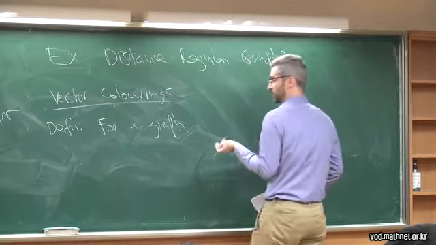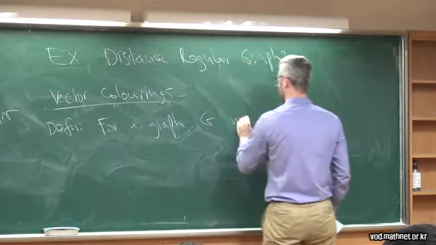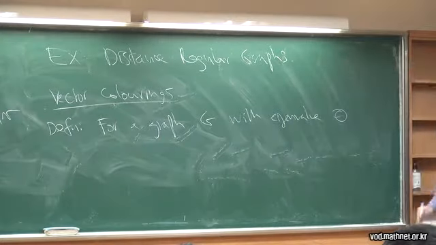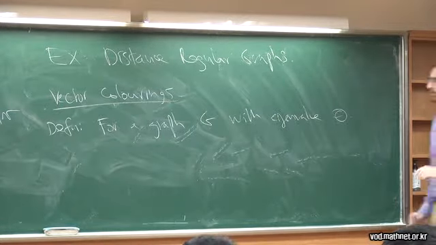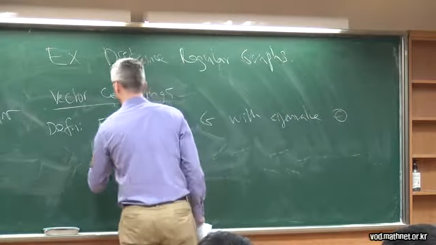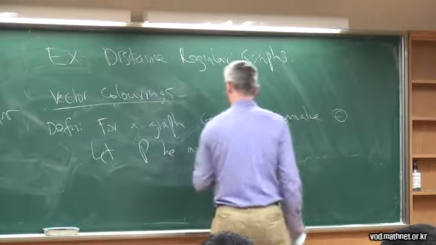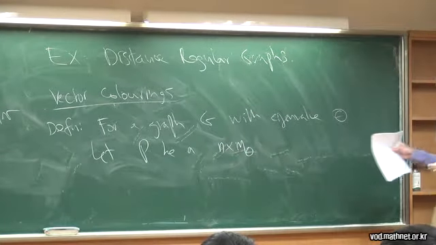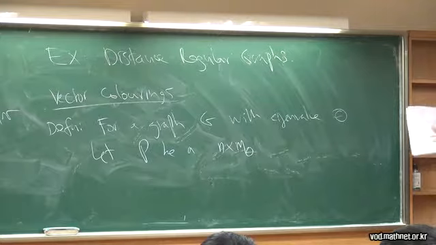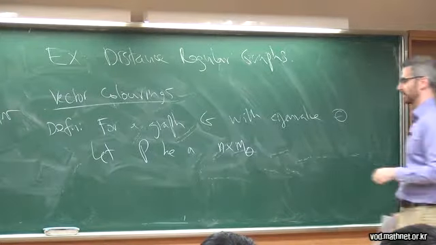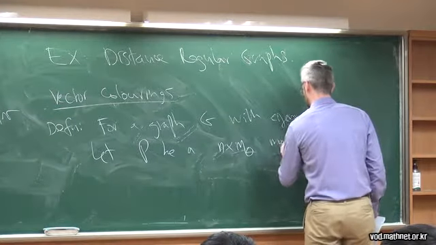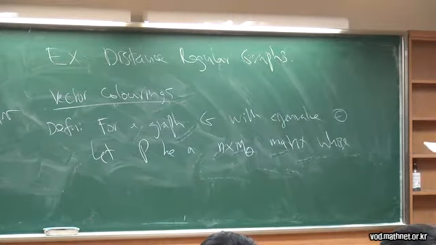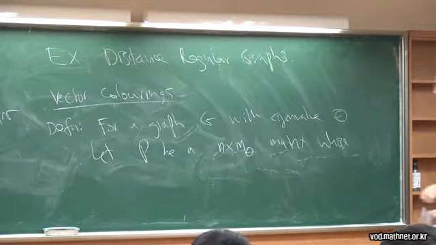So what is a representation on an eigenspace? If I have a graph G, and I let theta be some eigenvalue of my graph, what I'm going to do is let P be an n by m sub theta matrix. The number of rows is the number of vertices of my graph, and the number of columns is the multiplicity of my eigenvalue. And I'm going to construct P by taking any orthonormal basis for the theta eigenspace and just slapping that in as my columns.